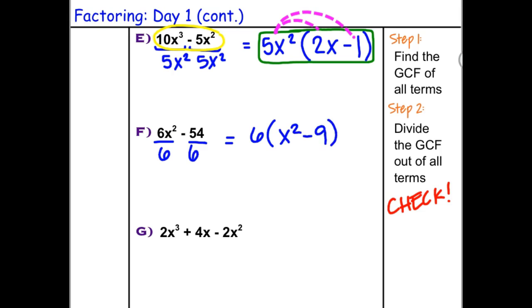Now I will tell you that this here is special, and you'll see in a little bit why that's special and how we can further factor that. But for right now, 6 times x squared minus 9 is going to be our final answer.